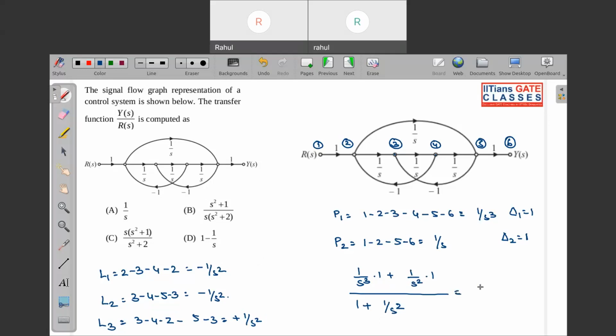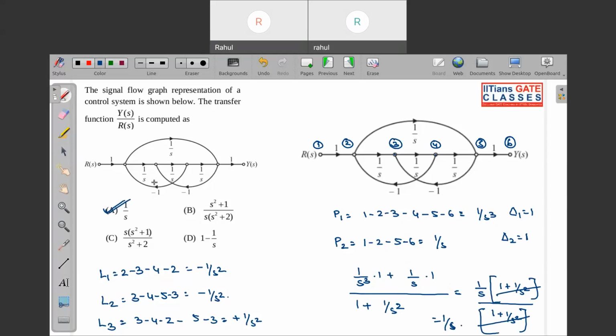So if you take 1 by S square common from here, sorry, 1 by S should have been taken common from here because this is 1 by S. So this will be 1 plus 1 by S square divided by 1 plus 1 by S square. So if you cancel this, you are getting 1 by S as your answer. So option A is your correct answer for this question. Okay, so very simple question.